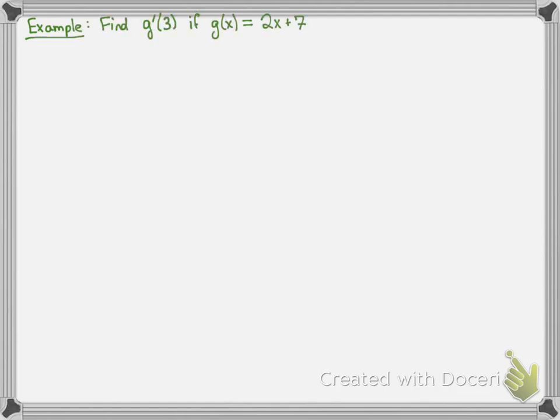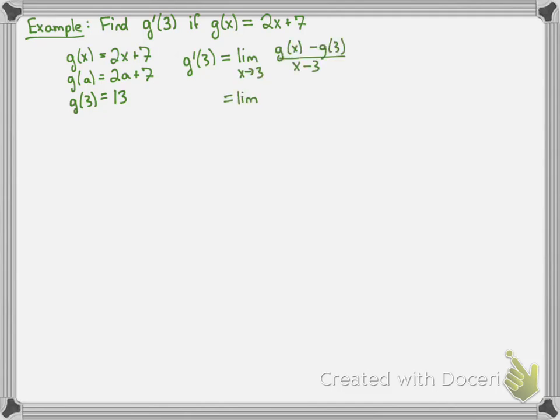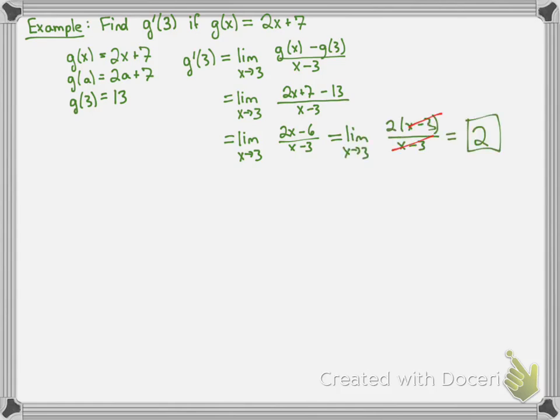Let's look at a quick example. Let's find the derivative, g prime of 3, for this function, g of x equals 2x plus 7. If g of x is 2x plus 7, that means g of a is 2a plus 7, g of 3 is 2 times 3 plus 7, that's 13. And g prime of 3 is this limit. It's not a very difficult limit. And we get the limit as 2, right? So I just filled in g of x minus g of 3 over x minus 3, simplified, and took the limit as x approached 3.